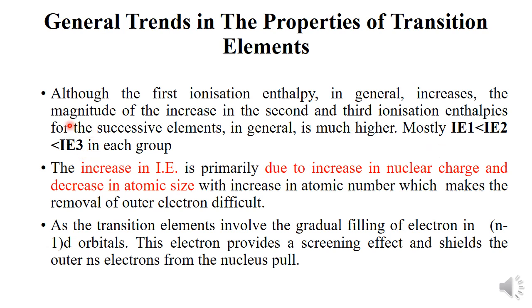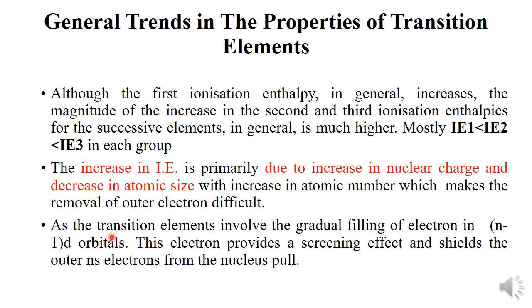Mostly the third ionization enthalpy is always greater than the second one, which in turn is always greater than the first ionization enthalpy. And the increase in ionization enthalpy is primarily due to increase in the nuclear charge and decrease in atomic size with increase in the atomic number, which makes the removal of outer electron difficult. क्यों? क्योंकि जब भी हम left to right move करते हैं किसी भी transition series में, वहां पे क्या होगा बेटा, atomic size decrease हो रहा है, but जो nuclear charge है वो increase हो रहा है. तो उसकी वजह से attractive forces between the nucleus and the electrons will be more, so it's very difficult to remove an outer electron from that particular atom.